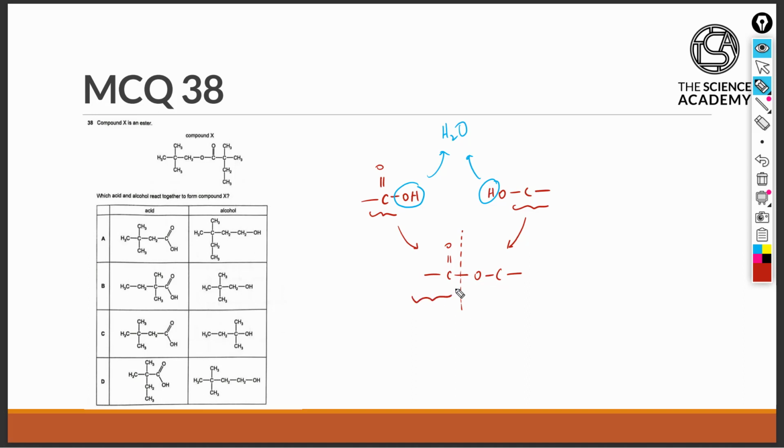Specifically, this half comes from the carboxylic acid molecule, while this half comes from the ethanol molecule, and together forming an ester. So in compound X, we can cut the molecule here according to how we have done in this diagram, and this portion of the molecule will come from the acid, while the other half comes from the alcohol. So we need to match the structures in each of the options to the structure above.